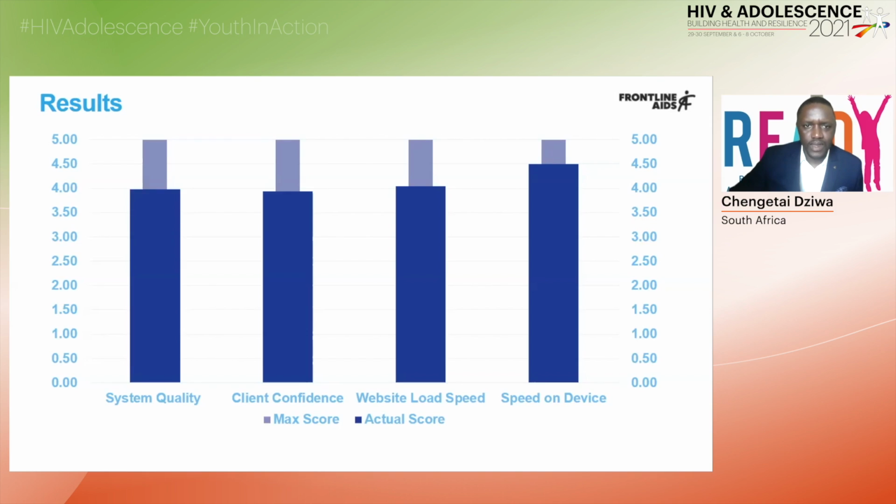The results overall show that the system quality is 3.98 out of a total of 5, which is quite significant, showing that overall the adolescents and young people felt that the system is easy to use and actually allows them to conduct their day-to-day work in the communities.